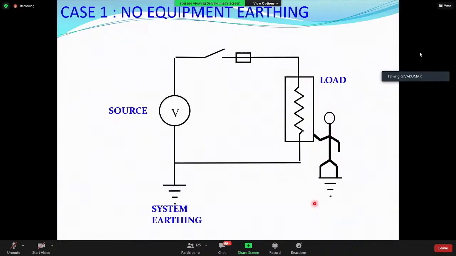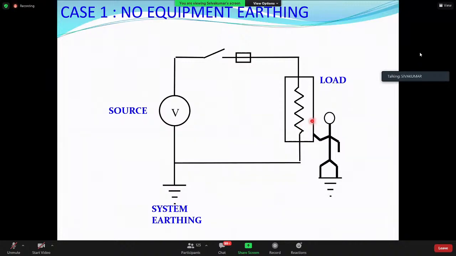Now, what happens when you don't earth your equipment? I have drawn a single phase circuit. The system is solidly earthed. Low voltage system is solidly earthed. Let us say you have an MCB, a switch and fuse with the iron box or any single phase electrical load in your house. This is the equivalent circuit. You go and touch the enclosure. You just hold the iron box in your hand.